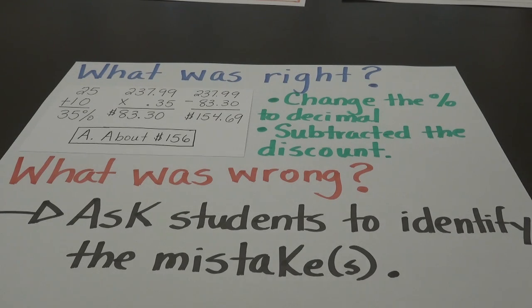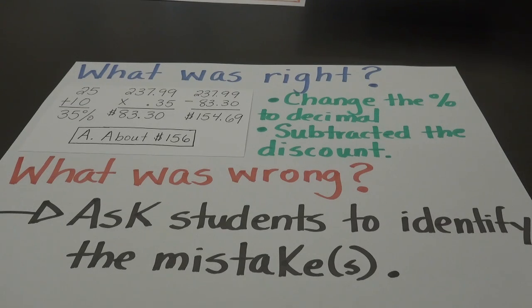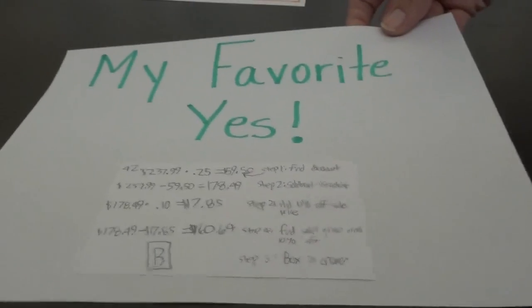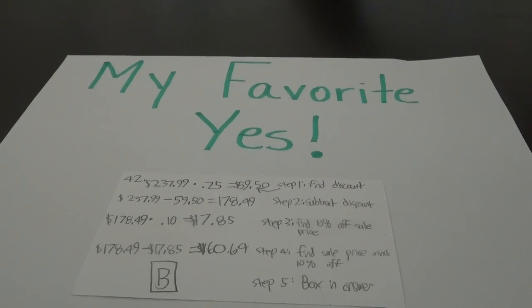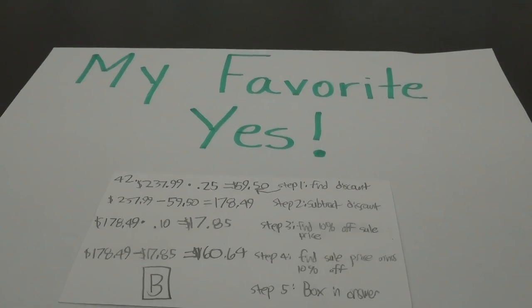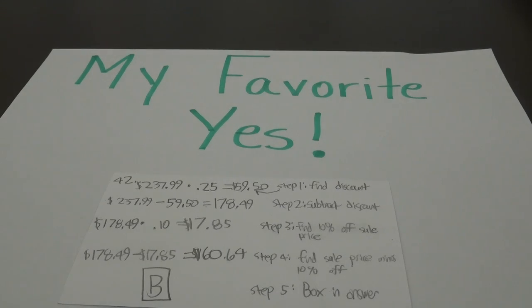After you have spent some time discussing what was done correctly, switch gears and ask the class what mistakes they see. In our example, this student combined the percentages instead of taking the 10% off of the sale price. After the class identifies the mistakes, you can then discuss how the mistakes can be corrected. Finally, I like to show My Favorite Yes so that students can see how the problem is worked out correctly from start to finish.